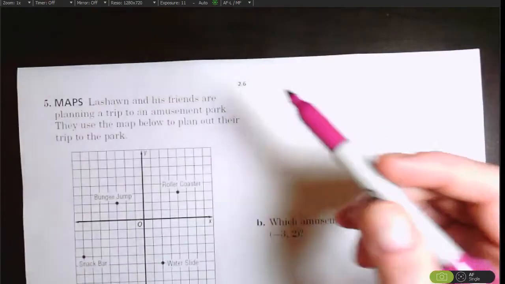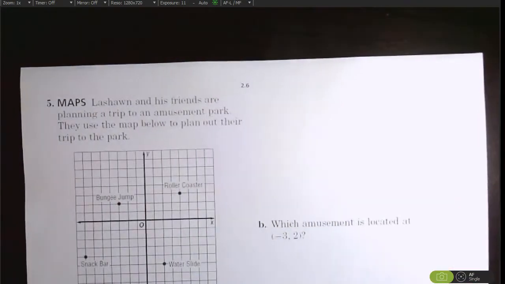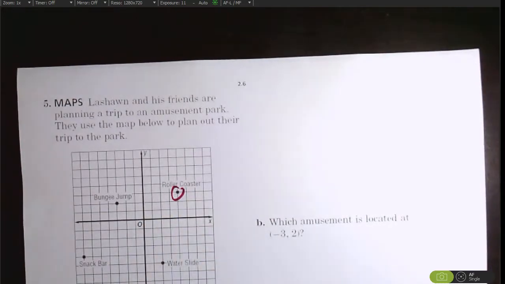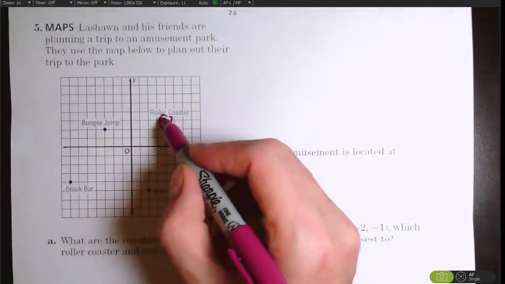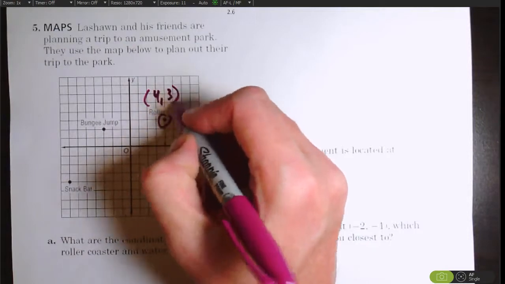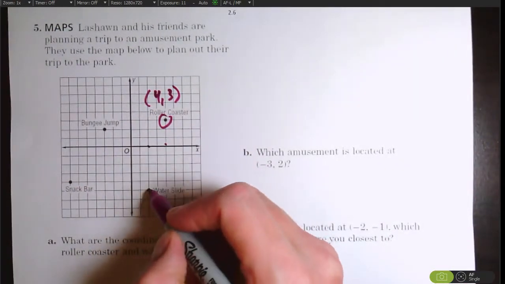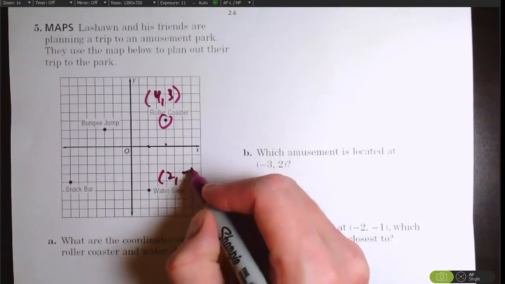So LaShawn and his friends are planning a trip to the amusement park. They use the map below to plan out their trip to the park. What are the coordinates of the roller coaster and water slide? Well, roller coaster is right here. It's over 4 up 3, so it's positive for both. So 4, 3. And then the water slide is right 2, but down 5, so it's +2, -5.